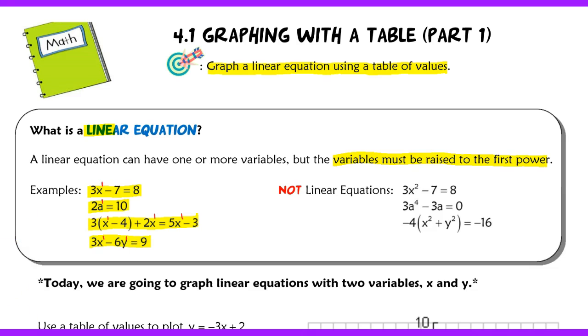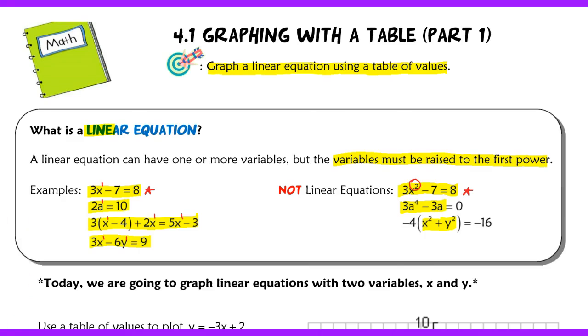Now the list off to the right, these are not linear equations. And as you can see here, the only difference between the equation over here on the left and the equation over here on the right is the fact that this exponent here is not a 1. It's squared, 3x squared. So that automatically means it can't be a linear equation. So we see a couple more examples. Here we have 3a to the 4th power. So that's why this cannot be linear. And then in the bottom equation here, both our x and our y are not to the first power. So these are all examples of equations that are not linear, whereas on the left, these are all examples that are linear.